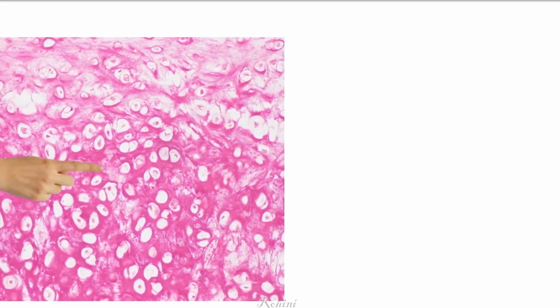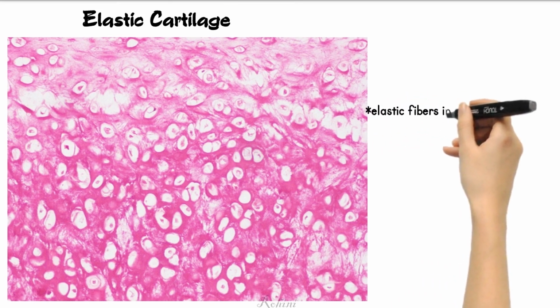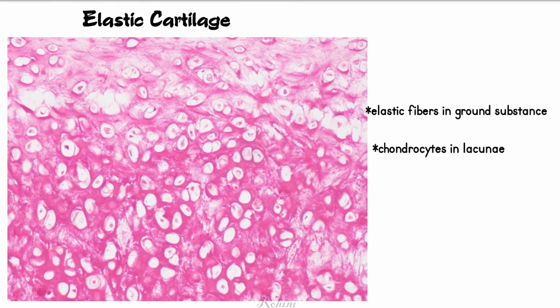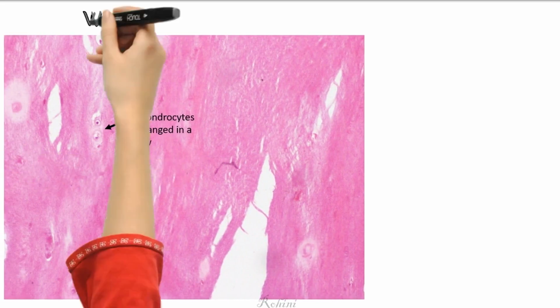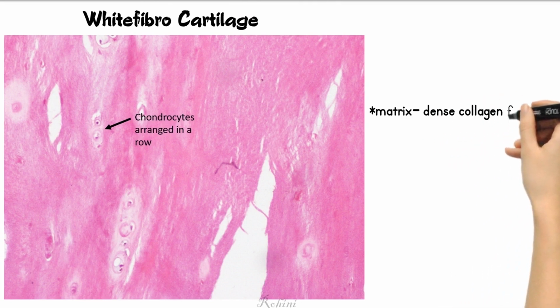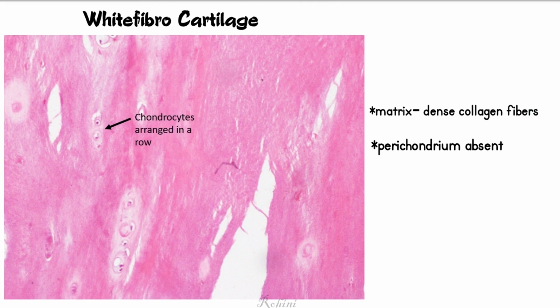In this slide of elastic cartilage we see numerous elastic fibers in the ground substance, with chondrocytes and lacunae arranged single or in pairs. White fibrocartilage consists of bundles of collagen fibers, and seen between these bundles are rows of chondrocytes. In white fibrocartilage, perichondrium is absent.